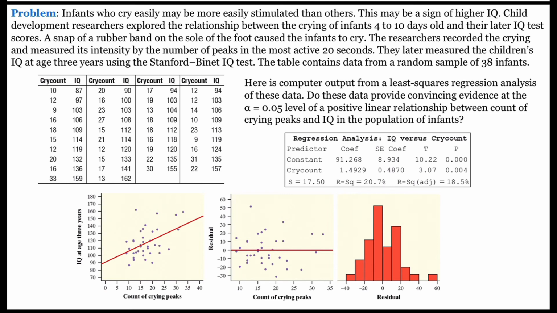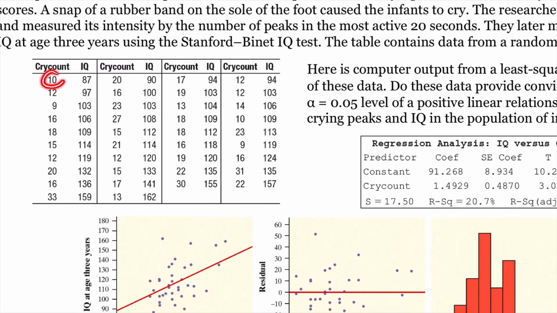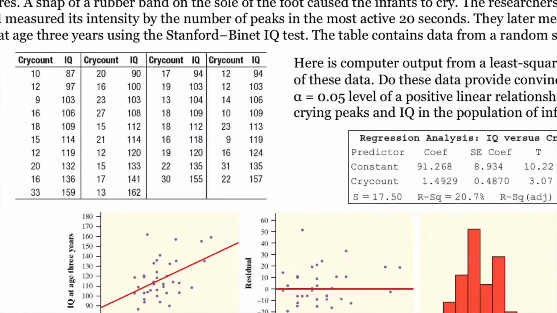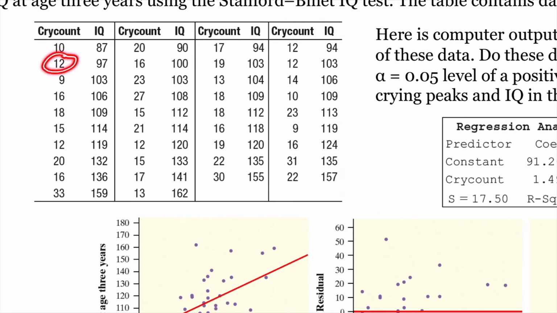So cry count is the intensity of the cry, measured by the number of peaks in the most active 20 seconds. A bigger cry count means their crying was more intense. This person had a cry count of 10. Their IQ at age 3 was 87, below average. The average IQ is 100, just your average person. The next one had a little more intensity of crying, 97 IQ. Less intensity of crying, 103 IQ. So on and so forth, for all 38.